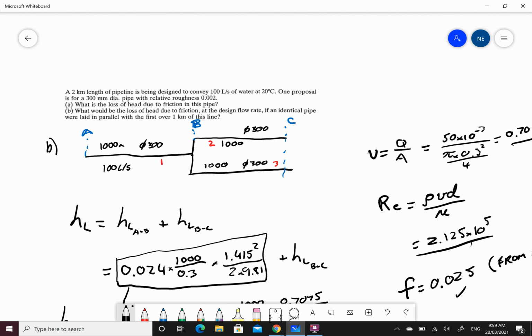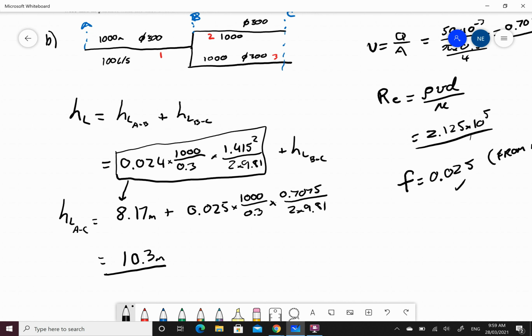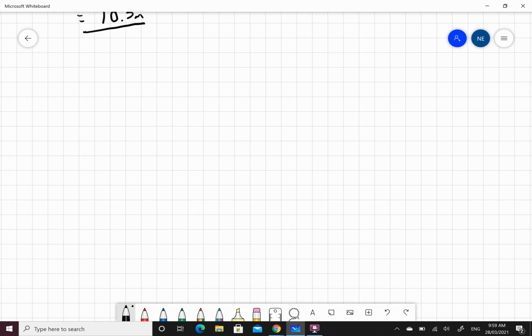So by splitting into pipes in parallel, we've actually got a huge saving of our potential energy. We've stopped losing about 6 meters of head loss. It's a huge difference, and it really does help to put pipes in parallel, so you can justify the additional cost sometimes. That's one way that we can reduce the amount of losses, by putting pipes in parallel. So that is part B done.